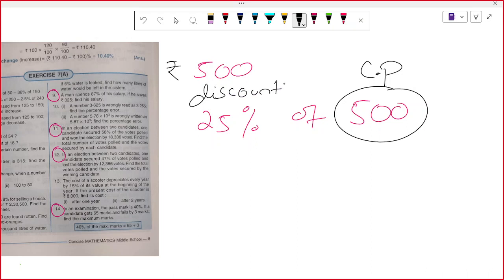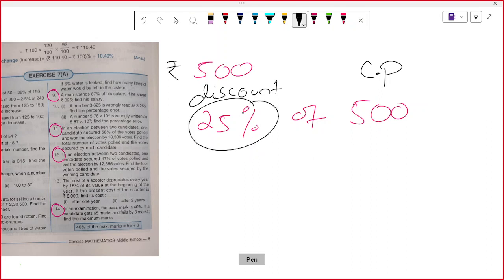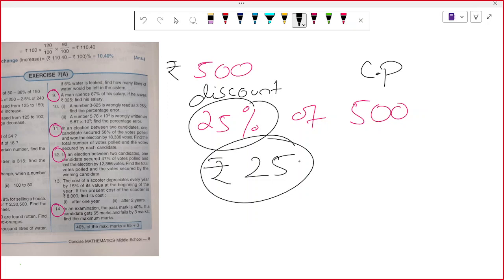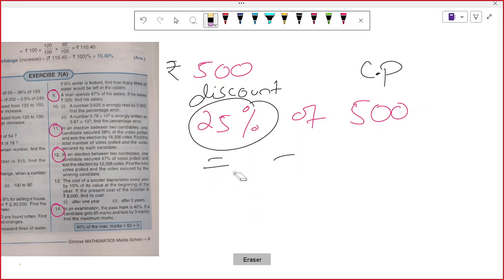What do you mean by discount? Is it an increase or a decrease? It's a decrease. The amount is reduced, right? If the cost price is 500, what's the discount given here? 25%. Do you know what 25% is in rupees? Is it given in rupees or percentage? It's given in percent. So does 25% mean 25 rupees? No, because this is not rupees, this is a percentage.